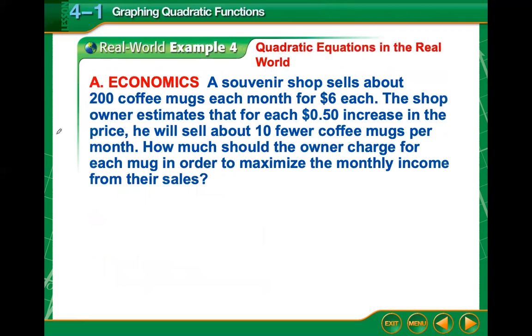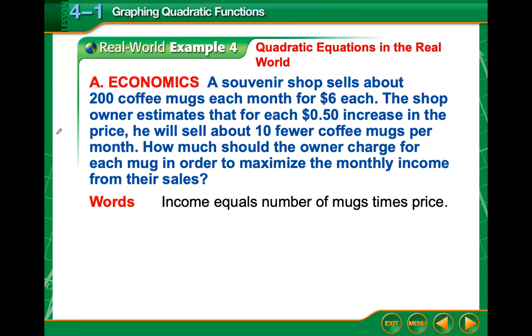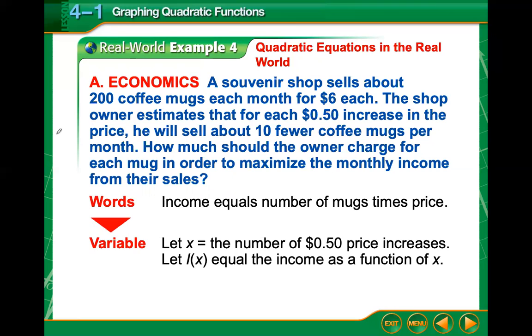So next we have a real world example. A souvenir shop sells about 200 coffee mugs each month for $6 each. The shop owner estimates that for each 50 cents increase in the price, he will sell about 10 fewer coffee mugs per month. How much should the owner charge for each mug in order to maximize the monthly income from their sales? So we want to know basically income equals number of mugs times price.